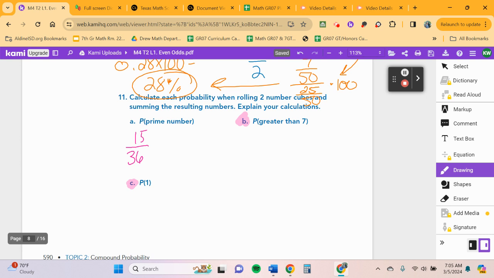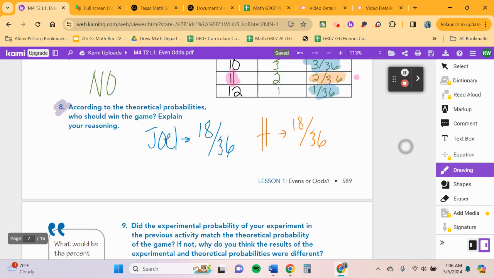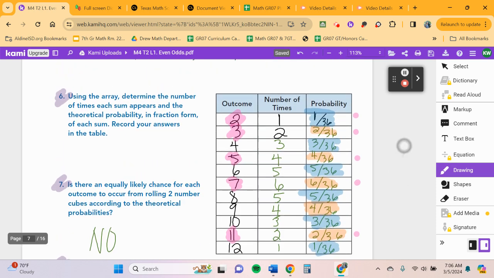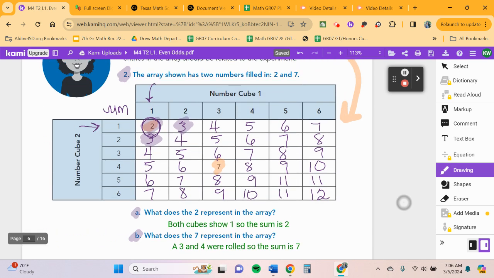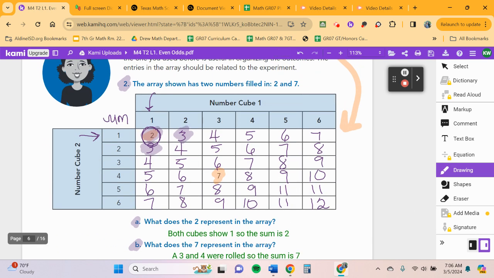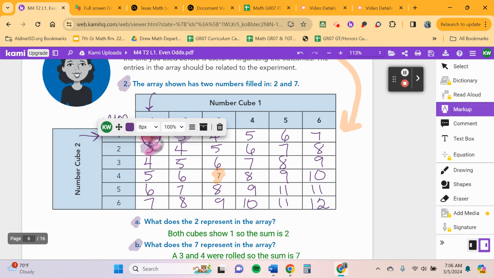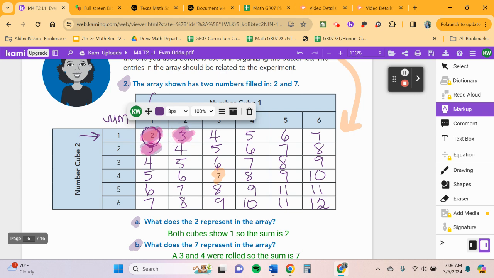All right, so now you're going to calculate the probability for numbers that are greater than 7 and the probability of rolling a 1. Remember, you can not only look at your probability table, but you can also look at your array and count up how many. For example, count exactly how many prime numbers you had. So we had one prime number, we've got 2 3s right here, we've got several 5s right here.